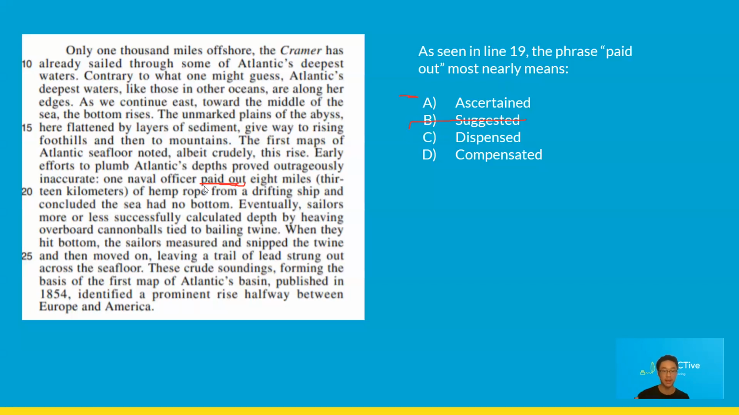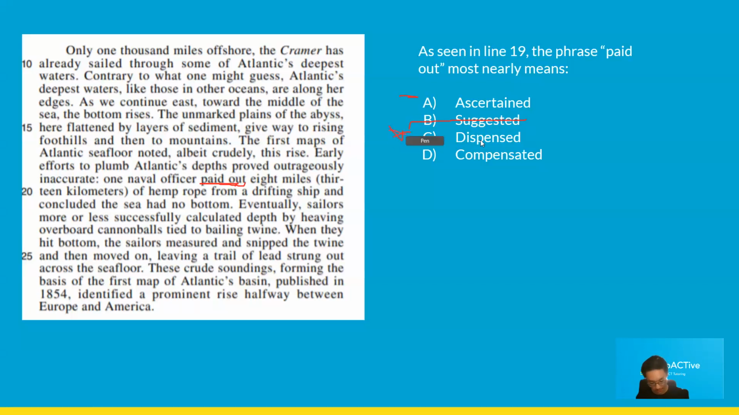Dispensed. One naval officer dispensed 8 miles of hemp rope from a drifting ship and concluded the sea had no bottom. So think about what the word dispense means. If you have a napkin dispenser, that's something that gives out a certain object from a container, or a ship in this case. So this does seem to match the context of this passage, because the sailor dispensed, dropped out some rope from a ship that's moving along. And then as the rope sinks, you conclude that the sea had no bottom. So dispense does seem to match here.